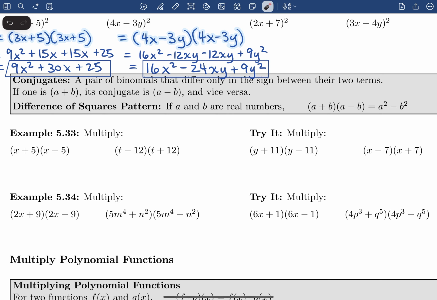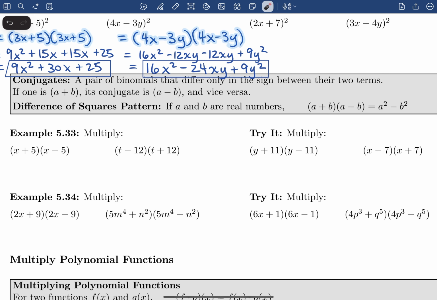Now, the reason why we're talking about conjugates now is because we're going to learn a new pattern called the difference of squares pattern. So if I had the difference, which is subtraction, of two terms that are squared, well, its factored version is the conjugates of a and b, the bases: a plus b times a minus b.